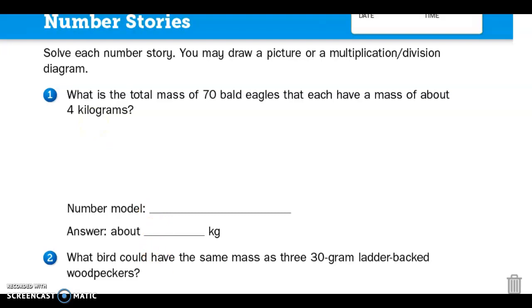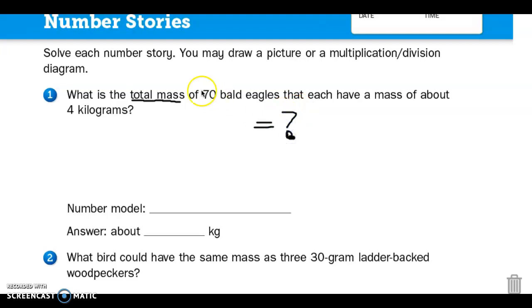Okay, so the first thing in our number story is we need to make sense of the problem. So what is it asking us? It says, what is the total mass? So it's asking us what the total is. Do we know what the total is? No, we have no idea. So right now, I could actually put equals, we don't know, because we don't know the total.